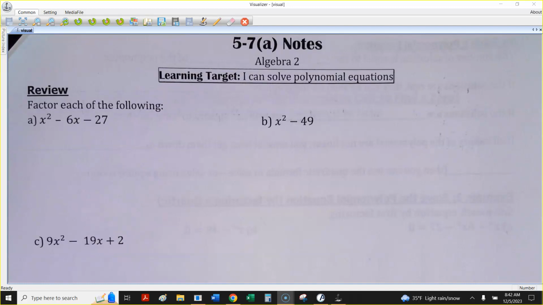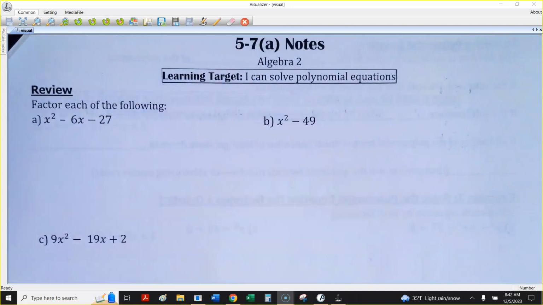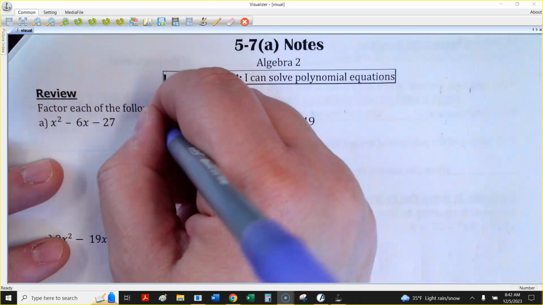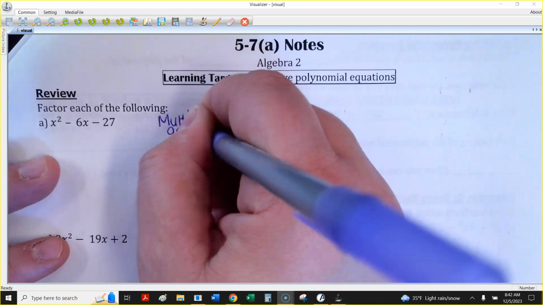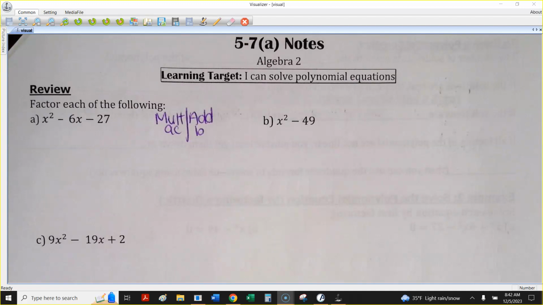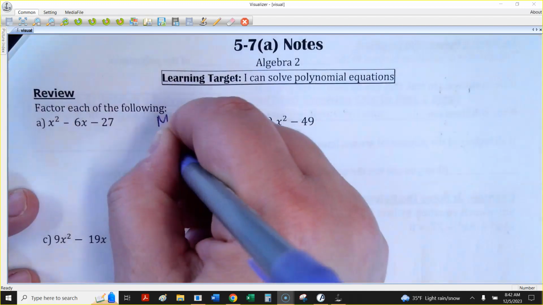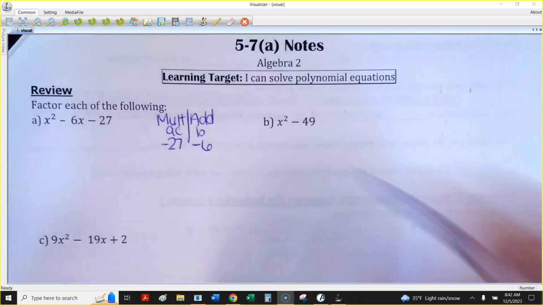And let's see if you guys remember how to factor. So just quadratic. I've got x squared minus 6x minus 27. So we're going to multiply a times c and add to b. This first question, my a value is just 1 because I just have 1x squared, right? And c is negative 27. So I got to multiply, find two numbers. I'm going to multiply to get negative 27, add to get the b value, which is negative 6.